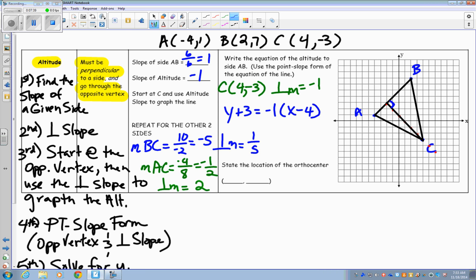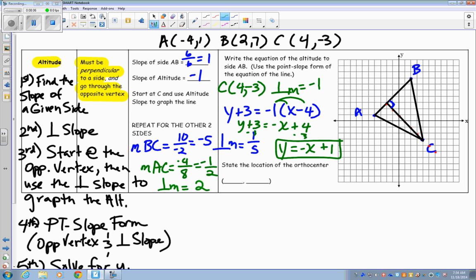And then we're going to solve for y. To solve for y, we're going to distribute, and then isolate the y variable. So y plus 3 equals negative x plus 4, and then when we subtract the 3, our final equation would be y equals a negative x plus 1. There's the equation for the altitude.